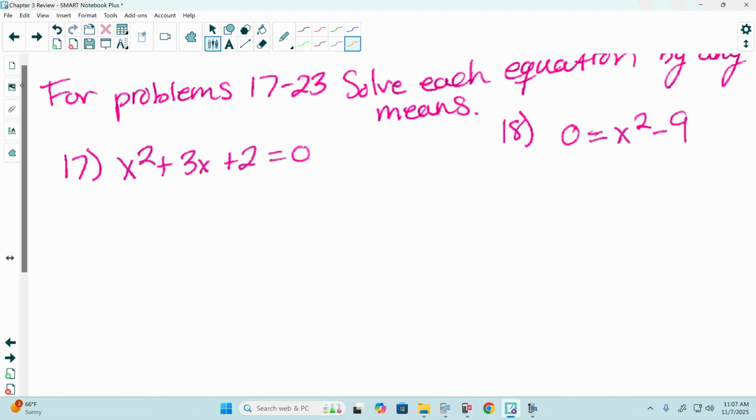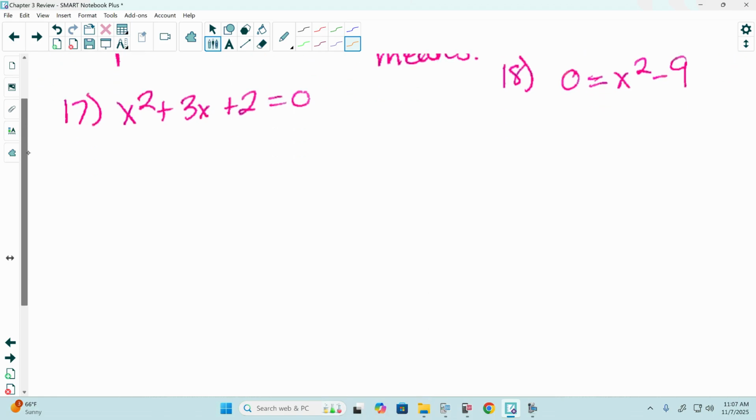Now 17, we'll solve it by factoring. Because when we solve it by factoring, we need to be able to rewrite it as 2 sets of parentheses being multiplied together that equal 0. Really, for any method, get it equal to 0 first. Get everything on the same side. And number 17, we do have it equal to 0. So now we can factor.